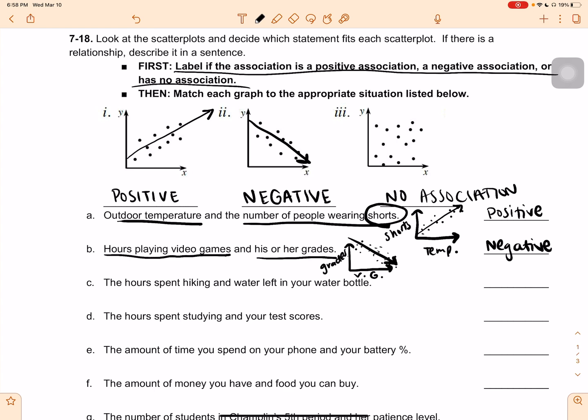Okay. Now here's part C, the hours spent hiking and water left in your water bottle. So we want to assume that as you spend more hours hiking, if you've never been on a hike, you are going to get hot, you will get dehydrated, you will want to drink all of the water that you have, right? So the hours hiking, and the amount of water. Sorry, I see that this graph is definitely crooked. Let's see if I can draw it straighter. Yeah, it's a little bit better.